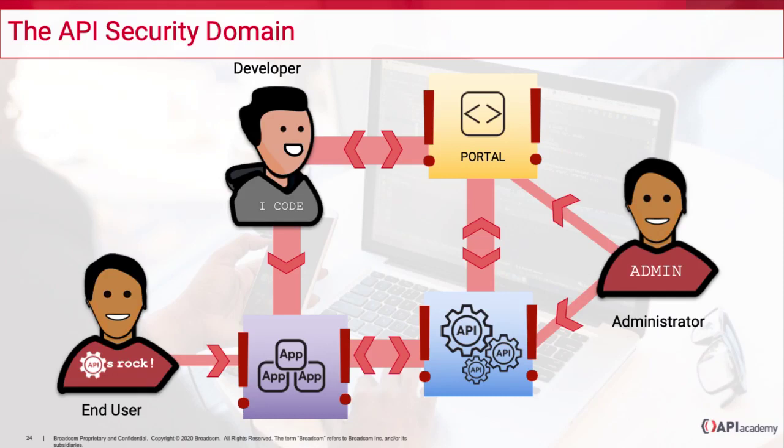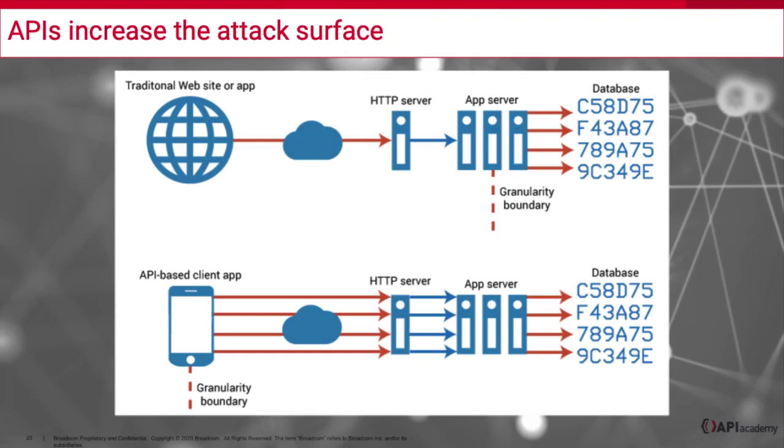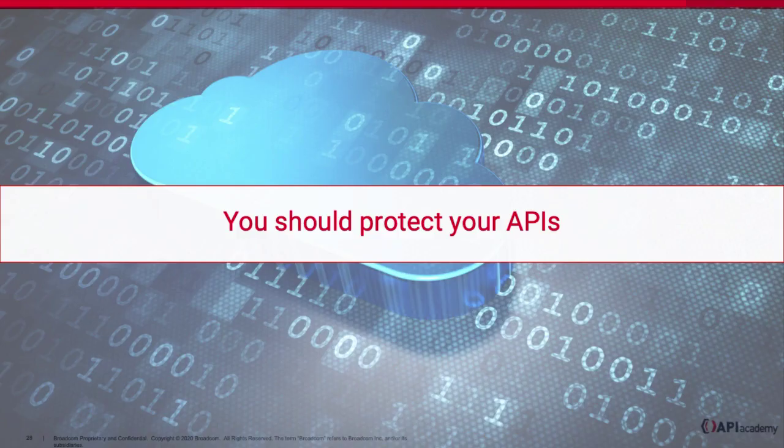APIs give client-side developers and potential hackers much more finely grained access into the backend than a typical website or application does. Because APIs shift the granularity boundary from relatively secure internal tiers out to a client application residing on a user's device, the potential attack surface is significantly increased. Therefore, it is advised that you should protect your APIs well.